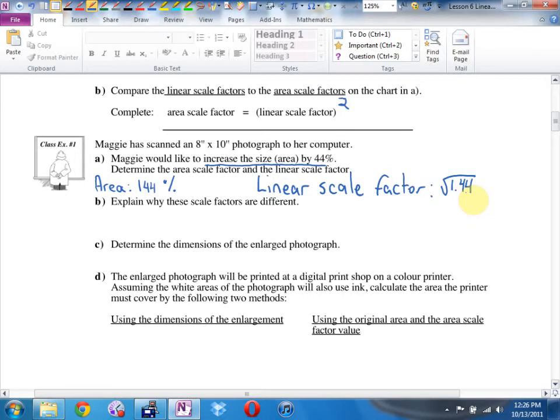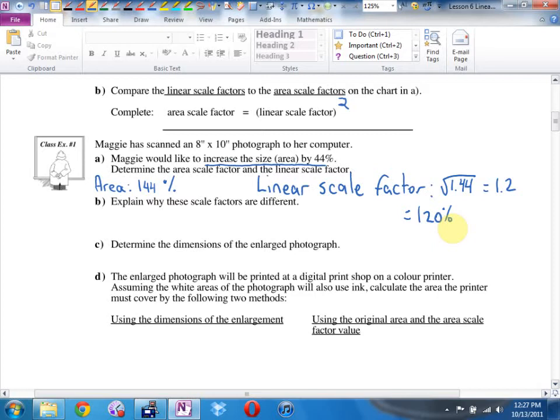1.2, which is 120%. Yes? 20% increase on the length and the width. A 20% increase on the length and the width, 120% scale factor, gave us a 44% increase in the area. And now that's a bit trickier, because when I see the number 20, the next number that leaps to mind is not 44.